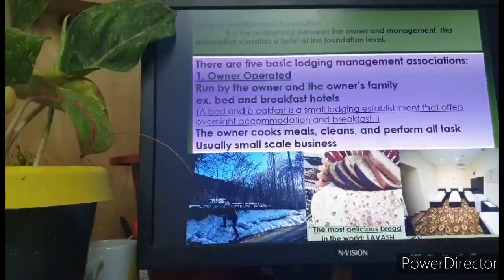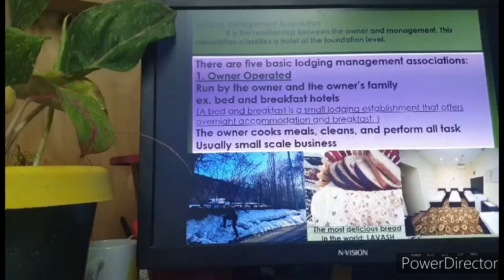Okay, so Lodging Management Association, it is the relationship between the owner and management. This association classifies a hotel at the foundation level. There are 5 basic lodging management associations. The first one is the owner operated, run by the owner and the owner's family. The best example for this is the bed and breakfast hotels or inns.